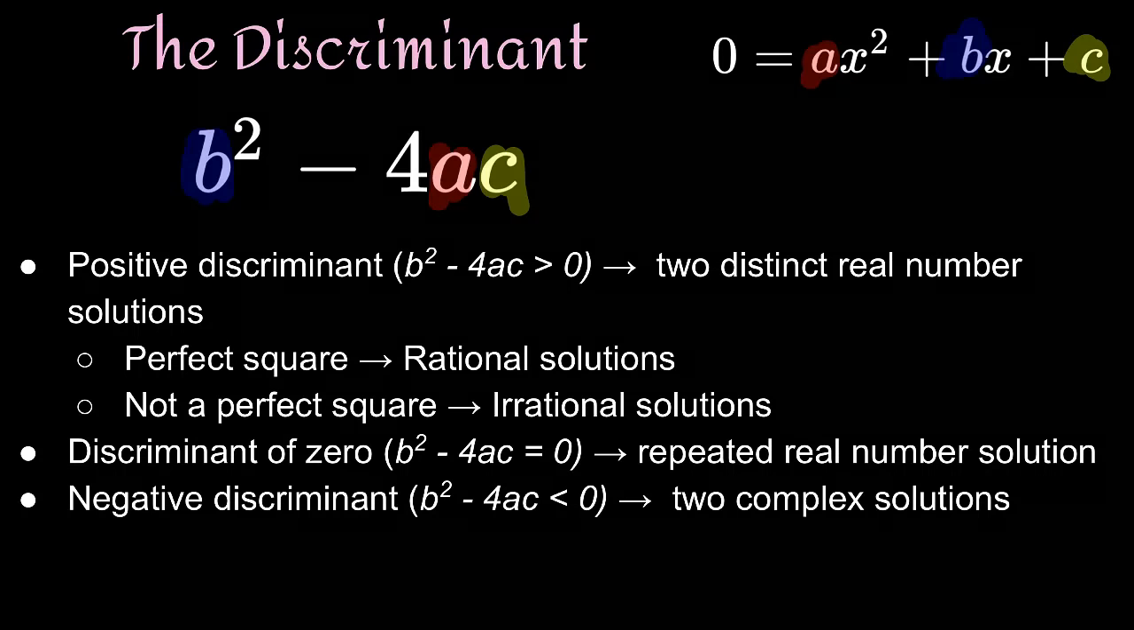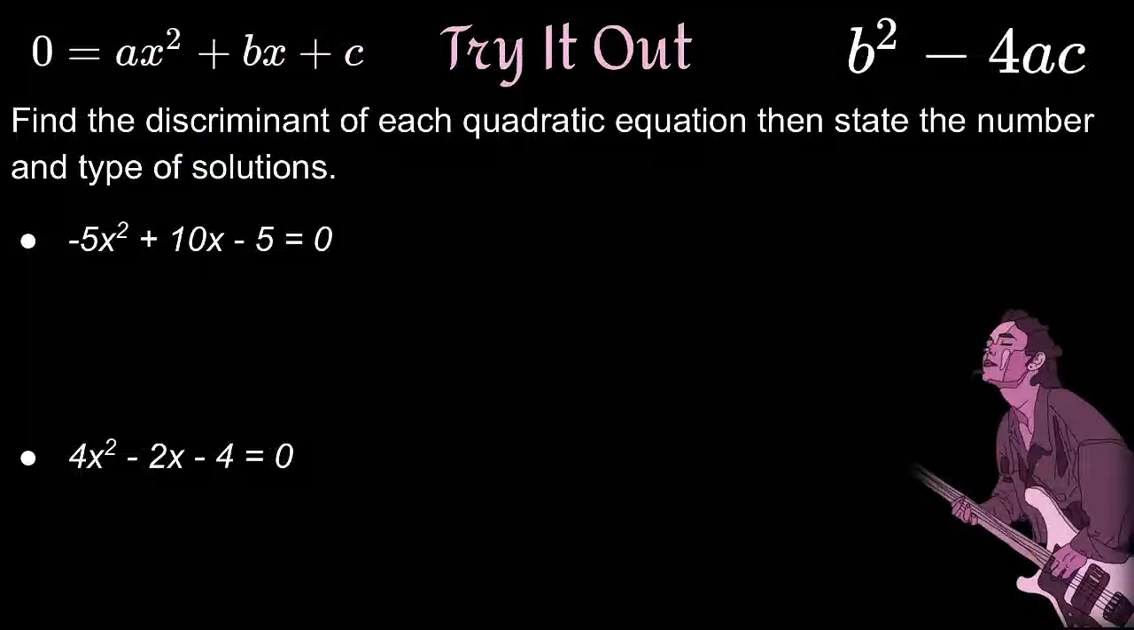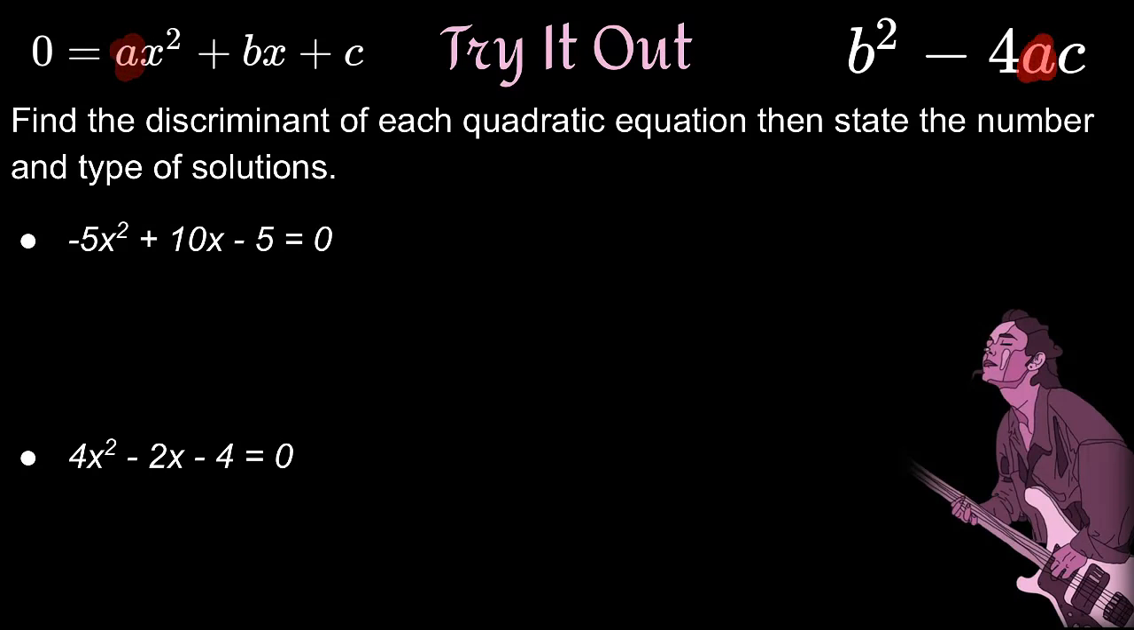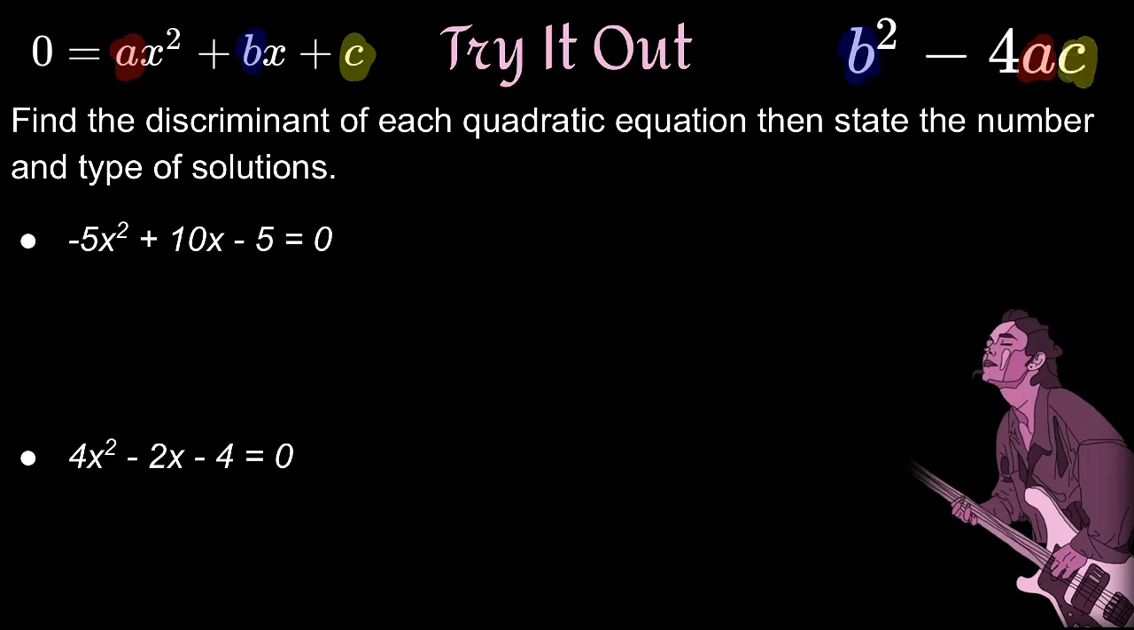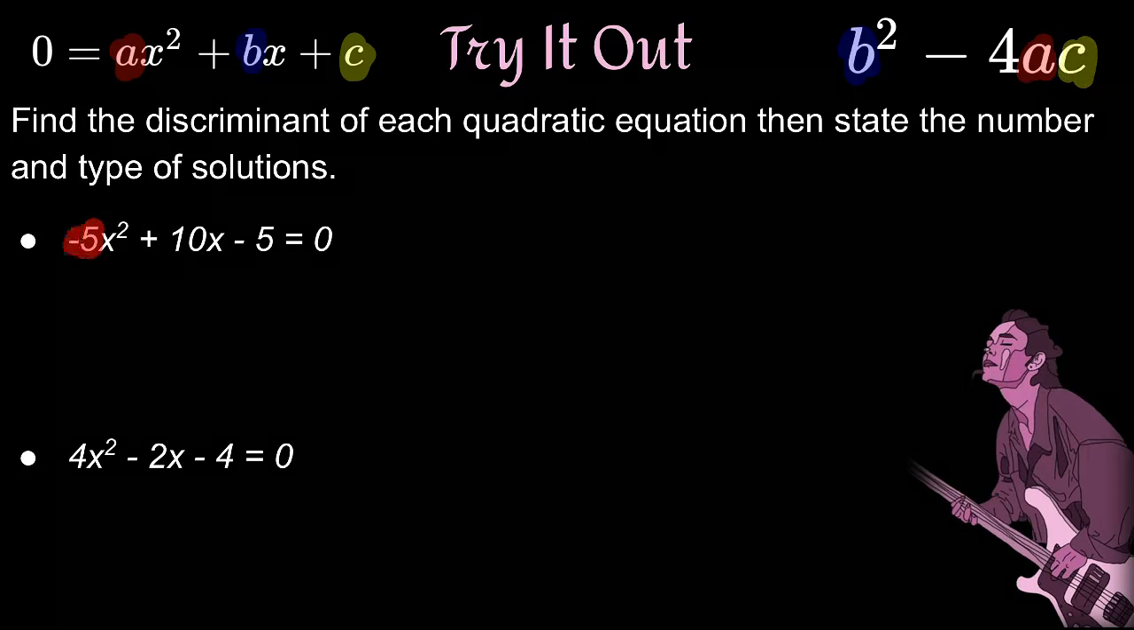All right, so we're going to move on from this general discussion about the discriminant and look at some situations. I'm going to go over the first one here and notice that I'm not going to be doing the entire quadratic formula. So we have our A value, our B value, and C value. In this particular situation, our A is -5, our B is +10, and our C is -5.